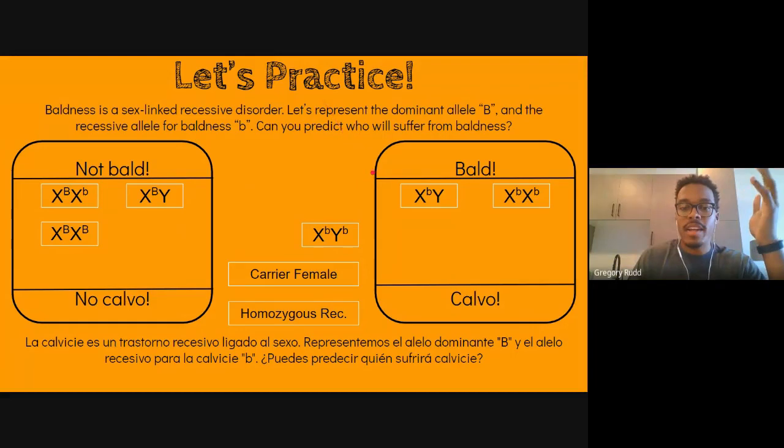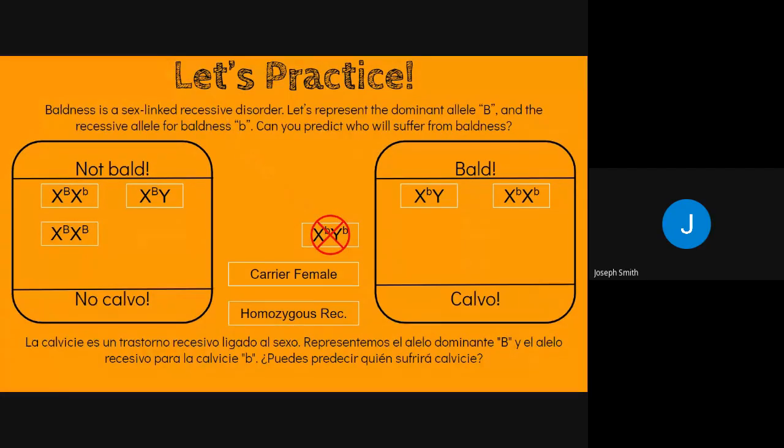That's true, but what's wrong? Yes, this Y does not have anything here. That's what I'm trying to get at. So we cannot have this. Can someone tell me why we can't have this here? Why can we not have this situation? The recessive for Y doesn't exist.